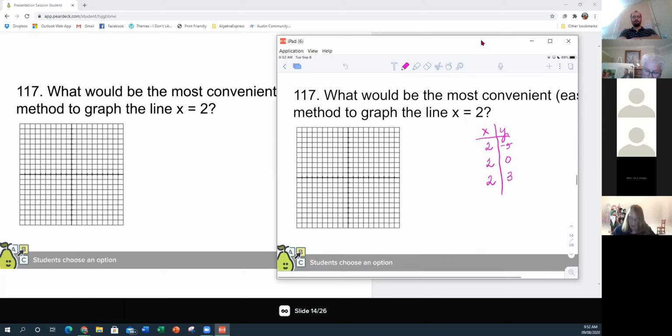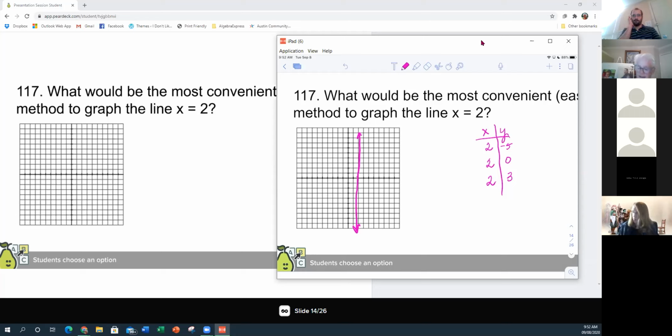If we plot those points, we would get 2, 2, 2, 0, 2, and so on. Get those, and if we connect them, y'all get the picture. Connect them, you get a vertical line.